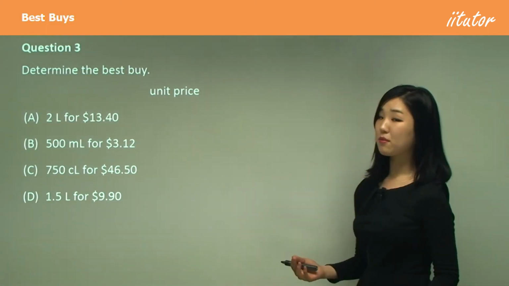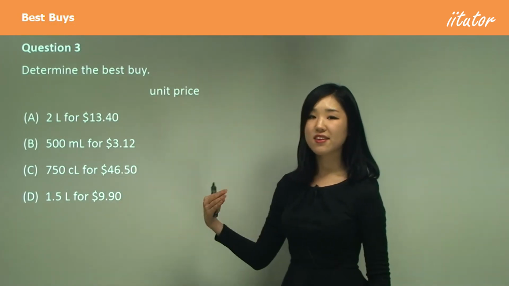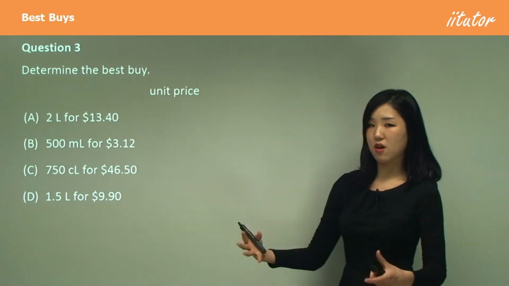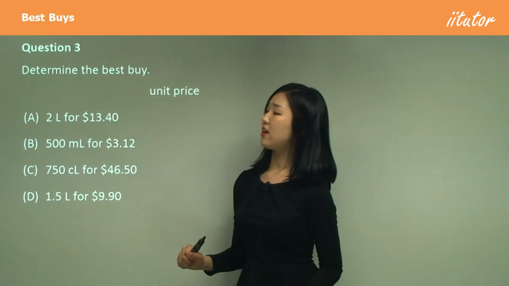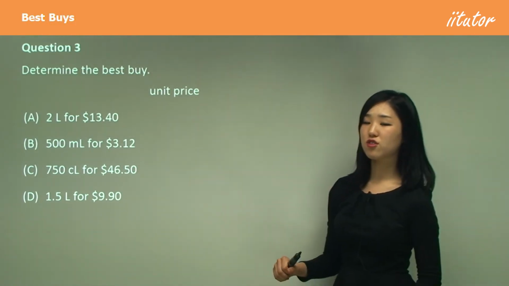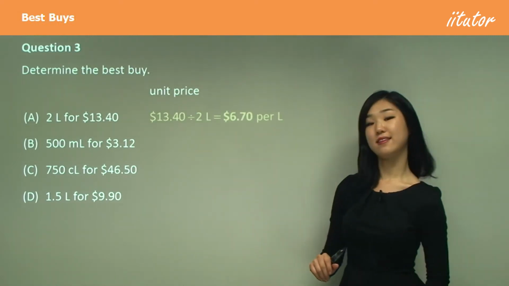Question 3, a similar thing, but this time it's 2 liters, 500 milliliters. It's got liquid, so probably a volume of something. So 2 liters for $13.40. To get the price of 1 liter, I'd simply divide it by 2 and get $6.70.